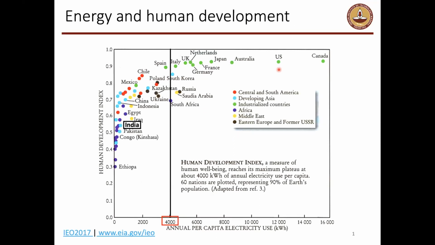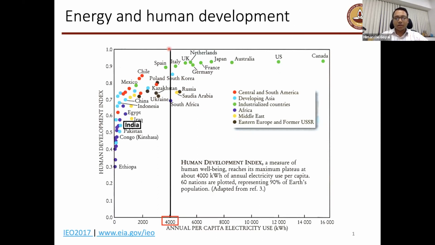I'll start with this chart showing the correlation between Human Development Index and the annual per capita electricity usage. You can see that most of the developed countries lie on the right-hand side of this number, 4,000 kilowatt hours. And a lot of developing and undeveloped countries are quite to the left-hand side. From this graph, it's quite clear that as most developing countries progress in future, we are going to need more and more energy.